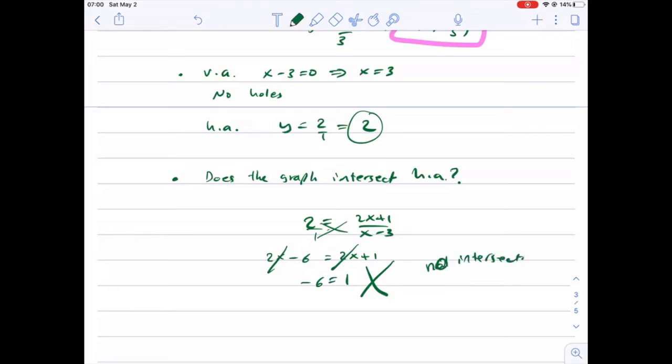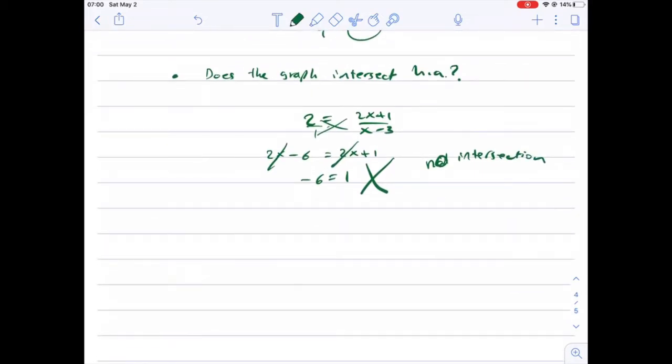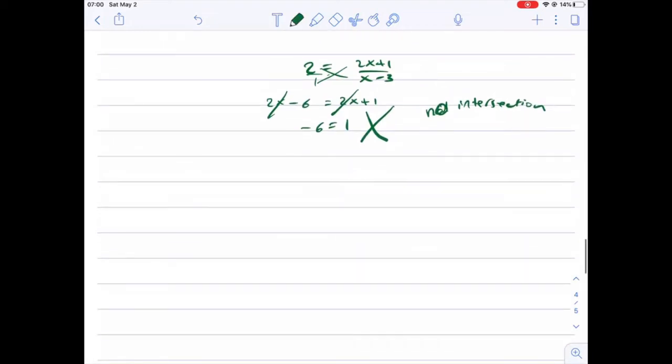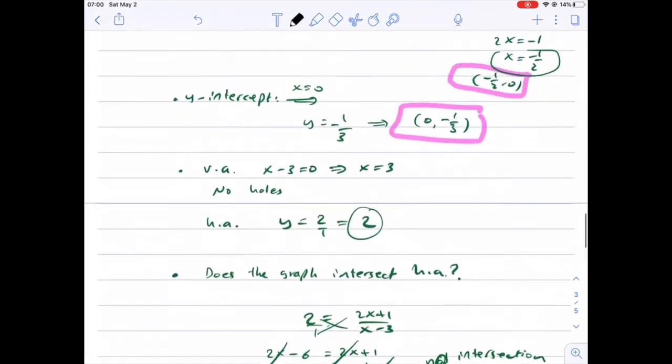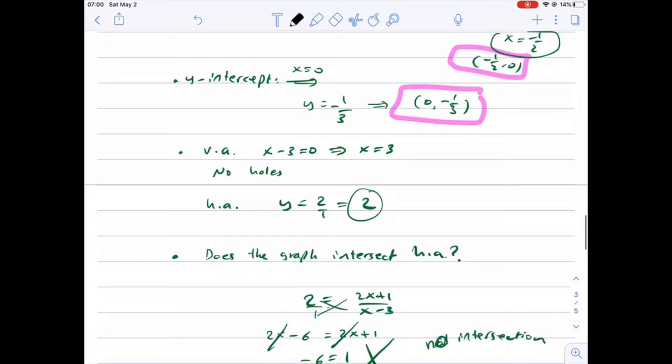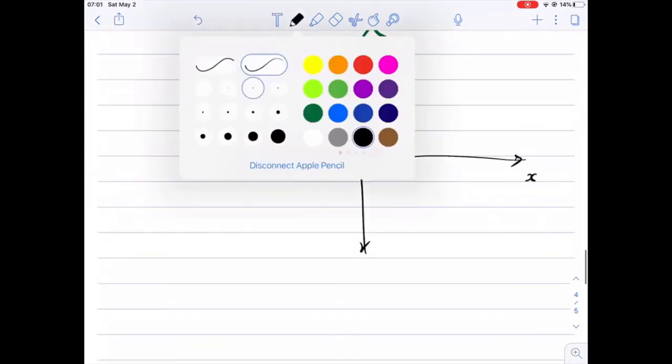Now, after determining there is no intersection with the horizontal asymptote, we plot some additional points. But before that, let's start with the graph. The graph looks like this. This is x, this is y. Now if we start with the asymptotes, the asymptotes are x equals 3 and y equals 2.